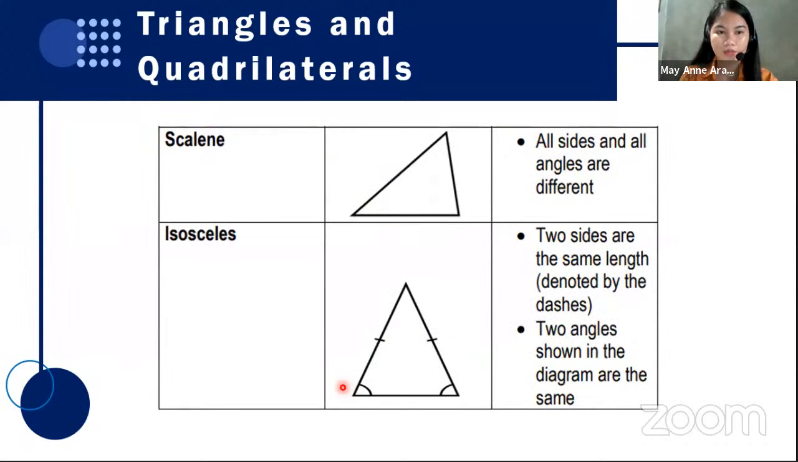Okay, aside from that, we also have the scalene. So if the triangle is a scalene triangle, all sides and all angles are different. So, magkakaiba ng length, magkakaiba ng sides, and also yung angles. Okay, for isosceles, we have here a symbol, meaning the two sides are the same length. So these are the dashes, meaning the length of this is equal to the length of this. And since these lengths are equal, the base angles of the isosceles are also the same. So this angle is equal to the measure of this angle.